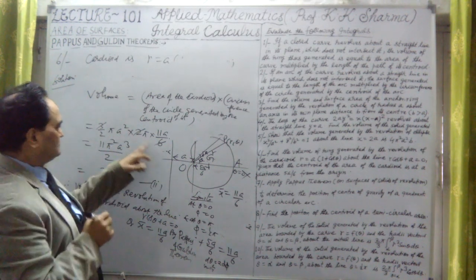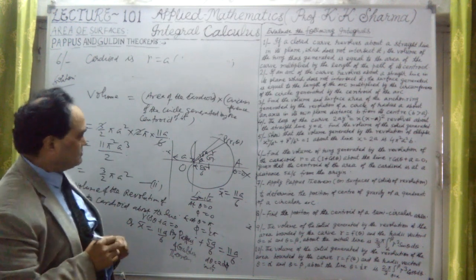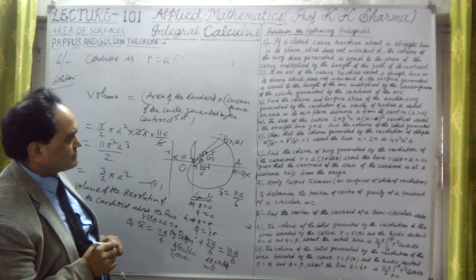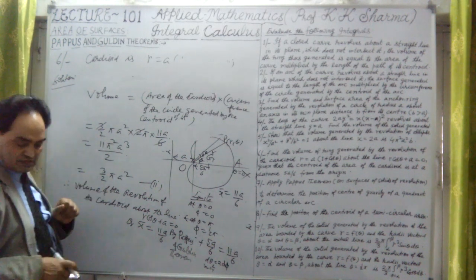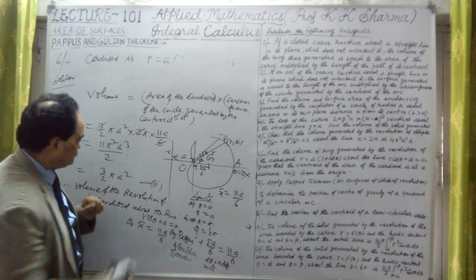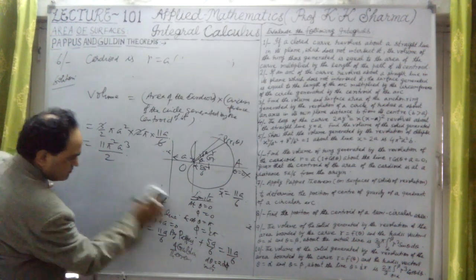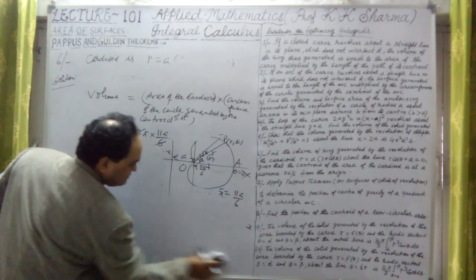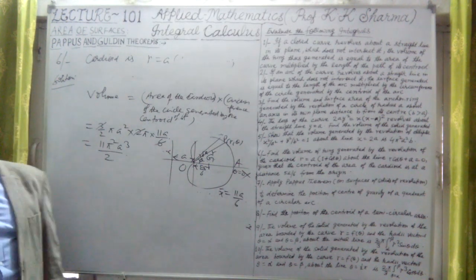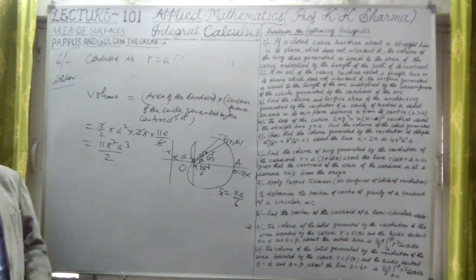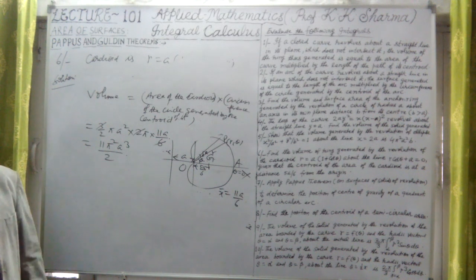So the 3 and 6 cancel out. If the answer is not given, no problem. This is the answer here: 11 pi square a cube upon 2. This is the volume generated by the revolution of this cardioid. So the volume of revolution of this cardioid is this value.